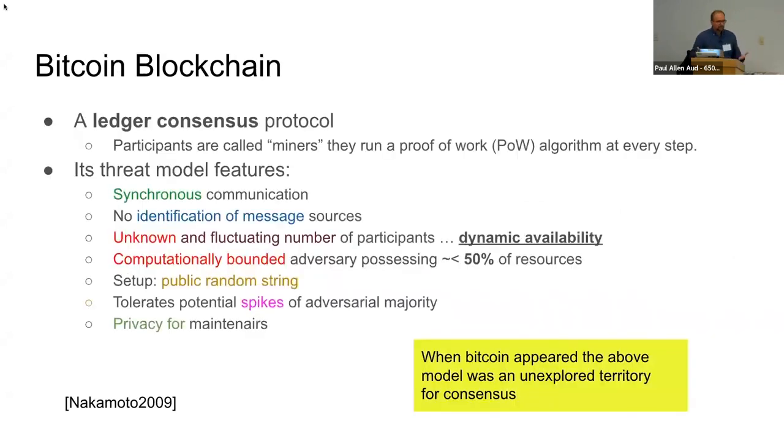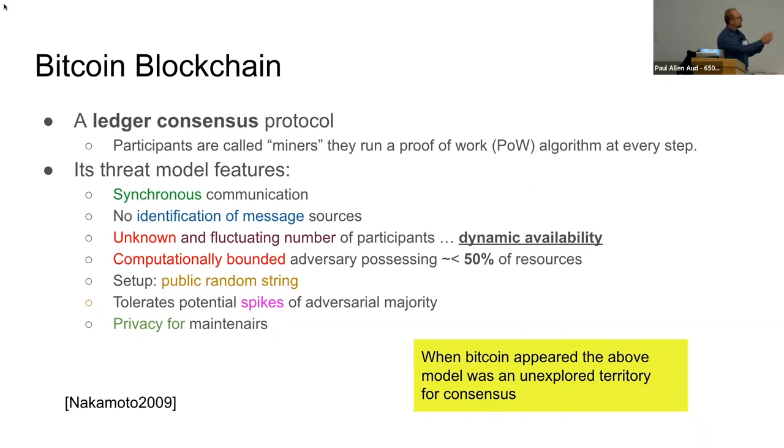Now, the Bitcoin blockchain, introduced by Nakamoto in 2009, as I suppose everyone in this room would know, is a ledger consensus protocol. The participants, the servers, are called miners, and they run a proof of work algorithm at every step. What's interesting about this protocol is that it has a unique set of properties which, when the protocol was introduced, were rather unexplored territory for a consensus problem. We have synchronous communication, but no identification of message sources.